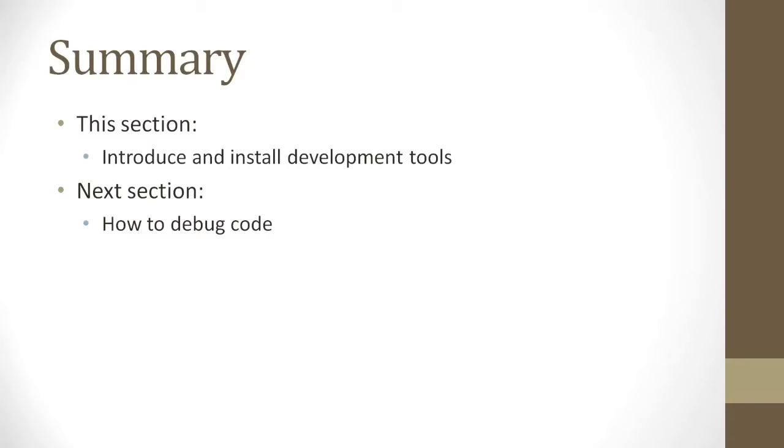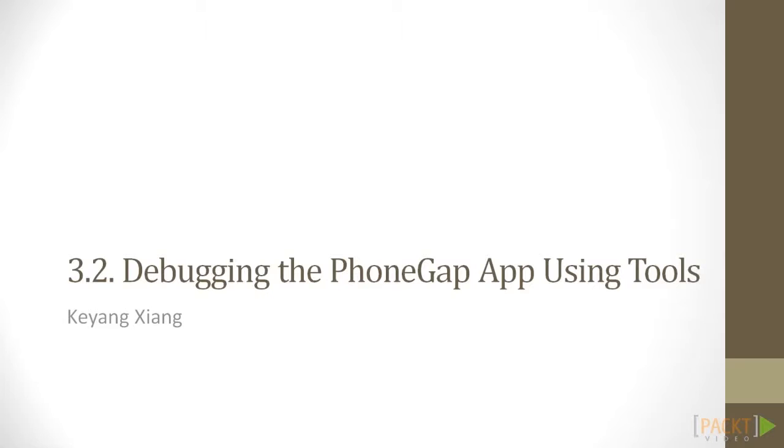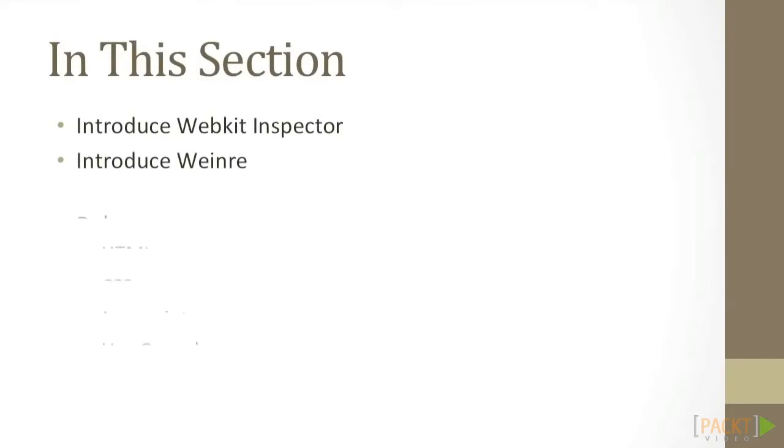In this section, we have primarily set up our development environment. In the next section, we will talk about how to debug code. In this section, we will dig into how to debug our app through WebKit Inspector.